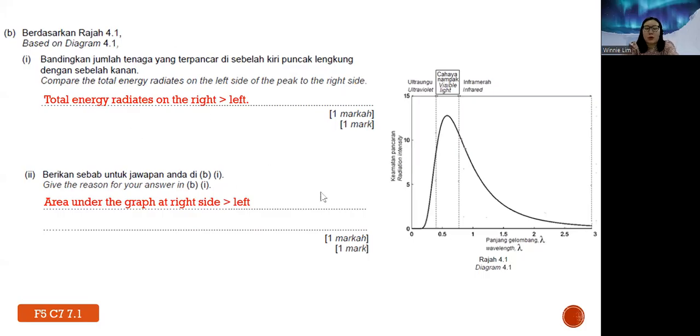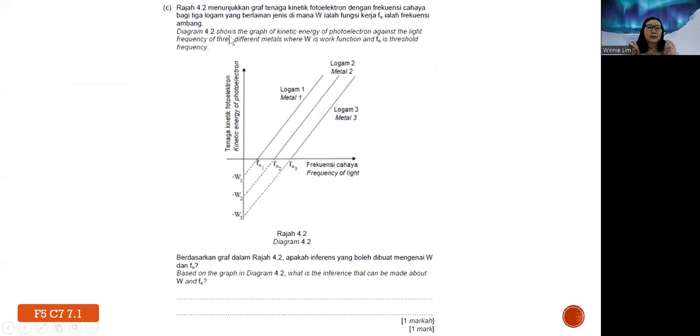Next, under this topic, at the beginning of the subtopic, you have this graph of kinetic energy of photoelectron versus frequency of light. Diagram 4.2 shows the graph of kinetic energy of photoelectron against the light frequency of 3 different metals, where W is the work function and F0 is the threshold frequency. Based on the graph, what is the inference that can be made about W and F0?